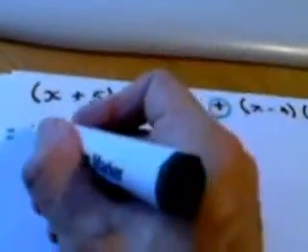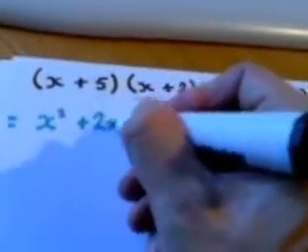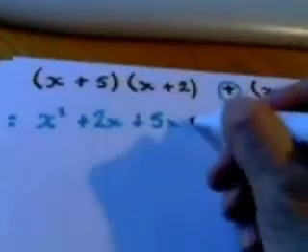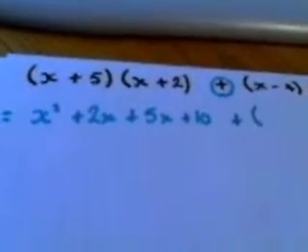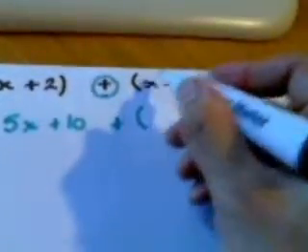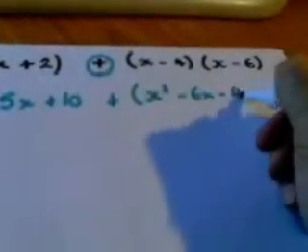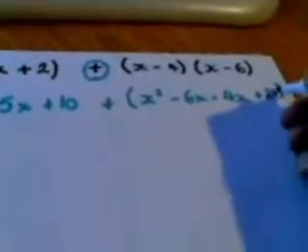We've got x times x, which is x squared, x times 2, which is 2x, 5 times x, which is 5x. 5 times 2 gives us 10. I'm going to add. Now, key part here, I'm going to put my second expression into brackets, and you'll hopefully appreciate from the second video why I do this. So, x times x is x squared, x times minus 6 is minus 6x, minus 4 times x is minus 4x, minus 4 times minus 6 is plus 24.